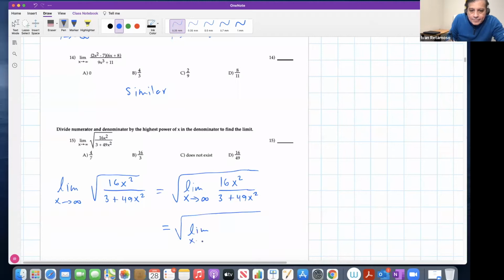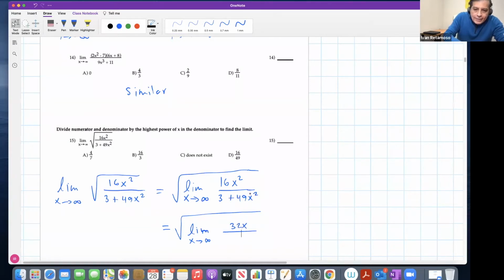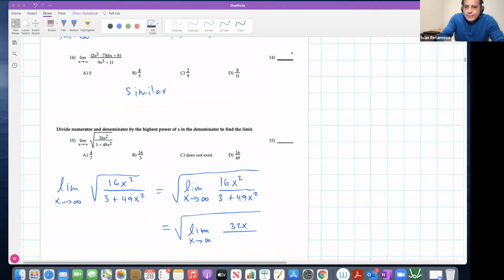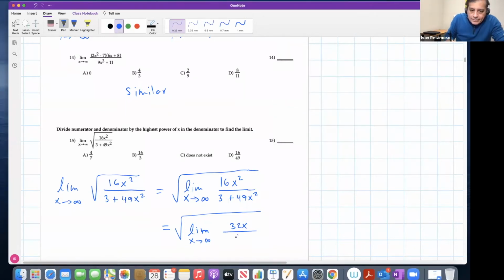L'Hopital says that I can trade this quotient by the quotient of the derivatives, right? So taking the derivative here, this will be 32x. Taking the derivative here, this will be 2 times 49. What is 2 times 49? Let's find out in our calculator. 2 times 49 is 98. Okay, 98, so 98 here. All right, now this is what I get, right?